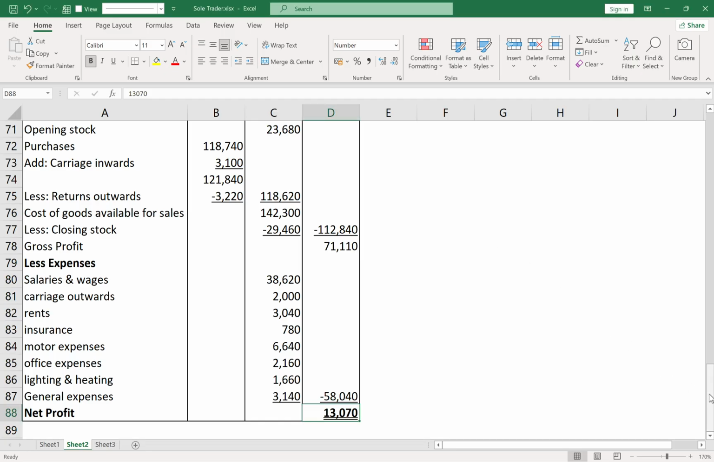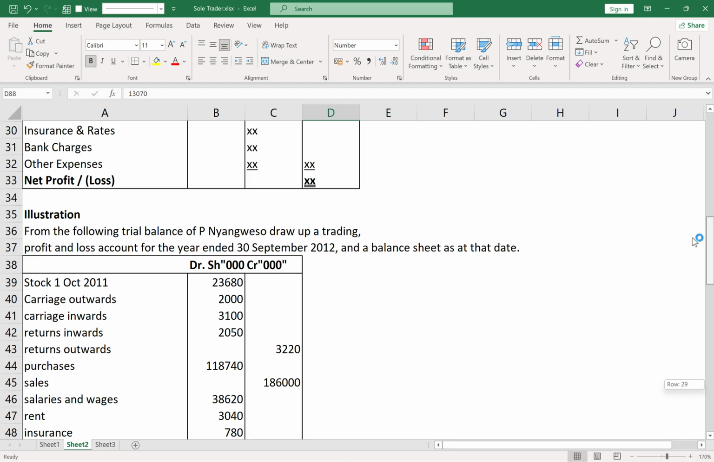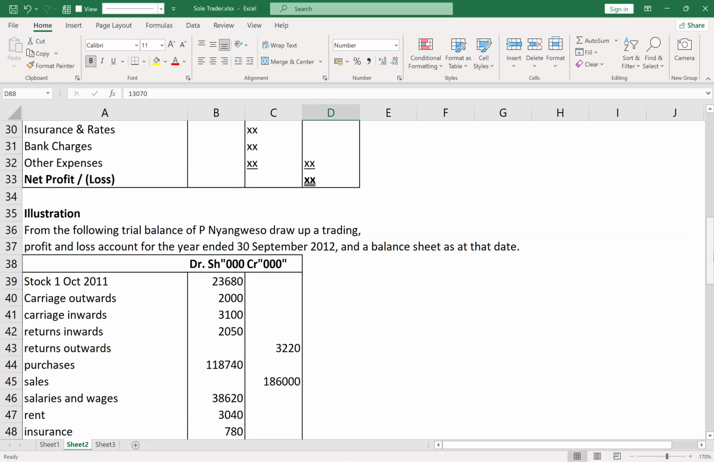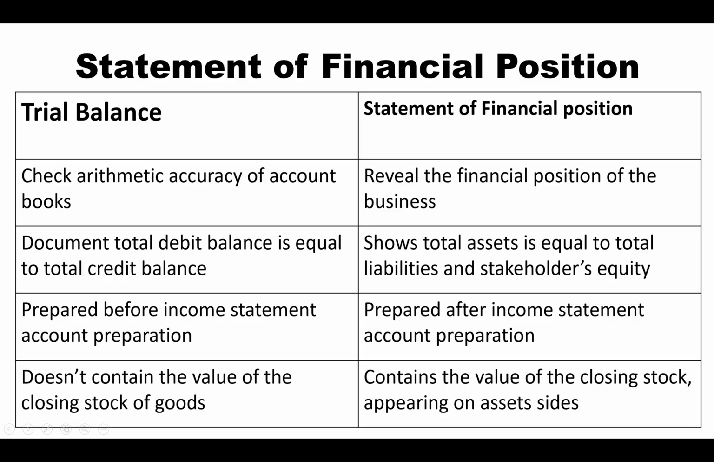I hope we are together. You can take some screenshots as we continue. For the balance sheet as at that date, I have another video where I showed you how to calculate the balance sheet, so we are not going to do that today. Let's first of all handle the profit and loss account. So let's continue.